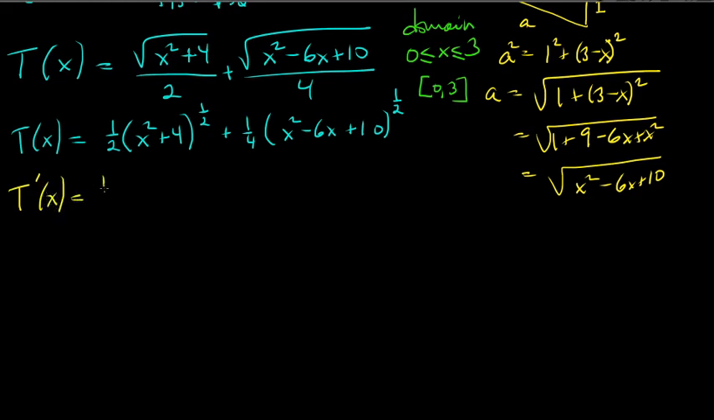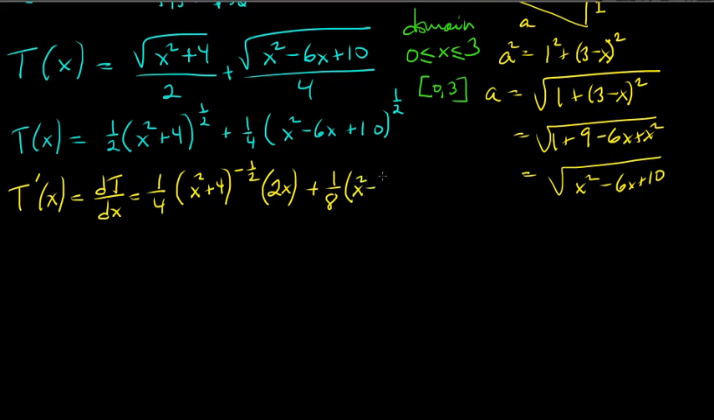So t prime of x, or dt over dx, either way. 1/2 times 1/2 is 1/4 times (x squared plus 4) to the negative 1/2. And then don't forget the chain rule. The derivative of x squared plus 4 is 2x plus 0. And then for the second term, 1/2 times 1/4 is 1/8 times (x squared minus 6x plus 10), again to the power negative 1/2, and then the derivative of what's inside the parentheses, 2x minus 6. So there's our derivative. Is there any way to simplify it?